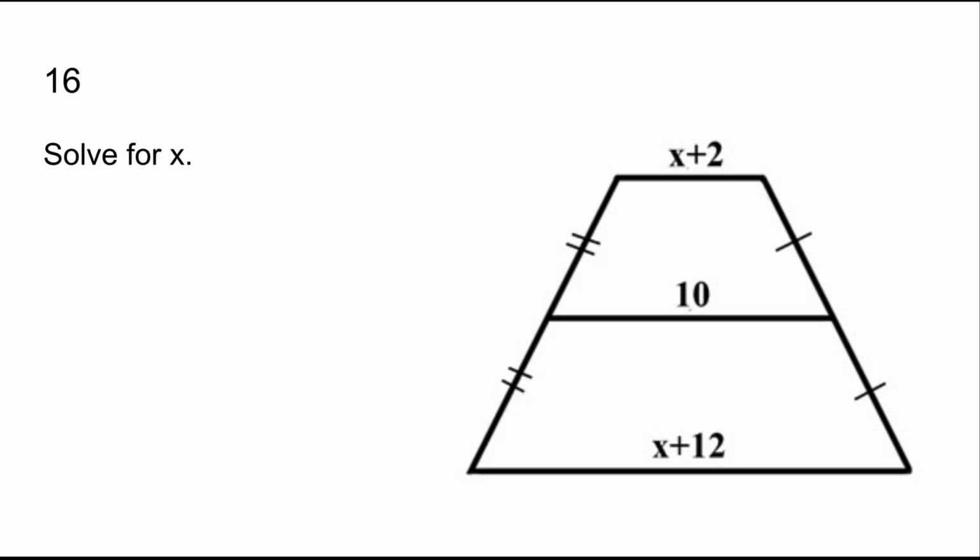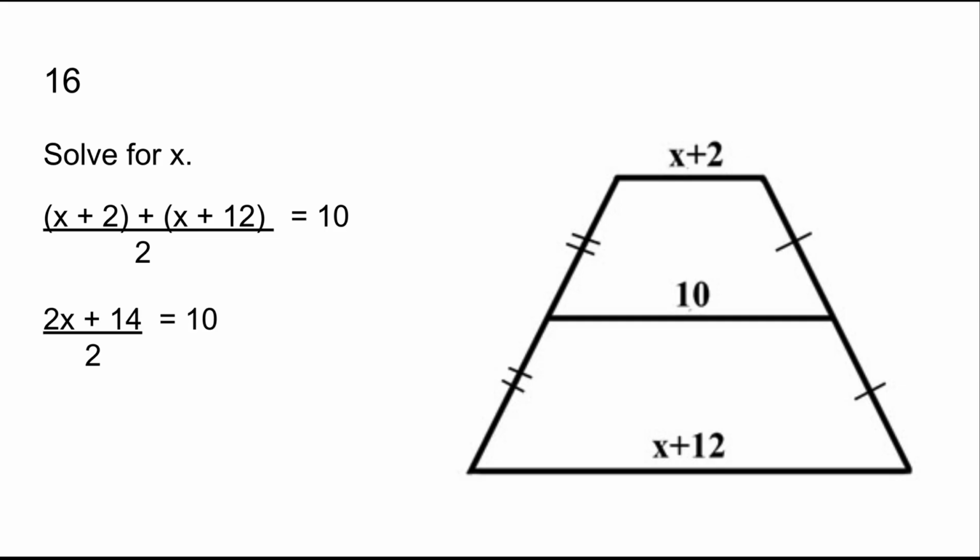Okay, now remember, a mid-segment of a trapezoid is found by adding the top base plus the bottom base and dividing by 2. And so therefore we'd have x plus 2 plus x plus 12, all divided by 2, equals 10. We're going to simplify this and make this 2x plus 14 divided by 2. And then we're going to reduce these fractions to make it x plus 7 equals 10.